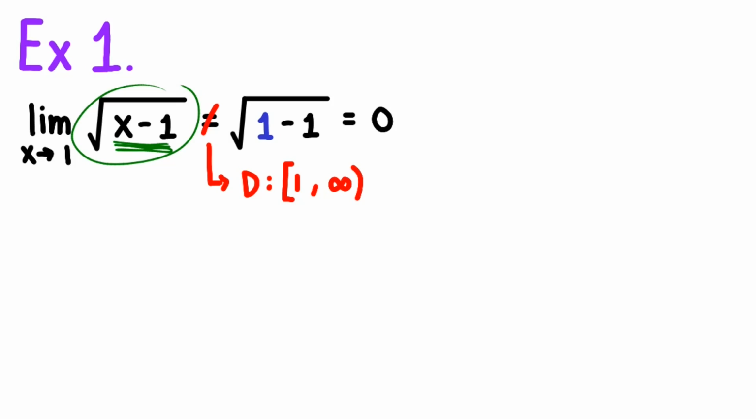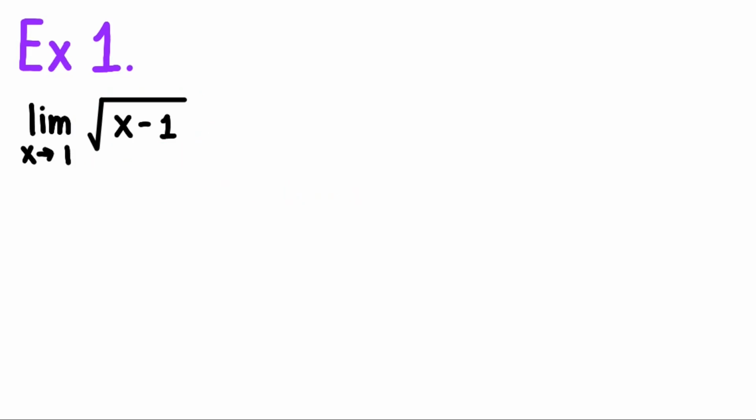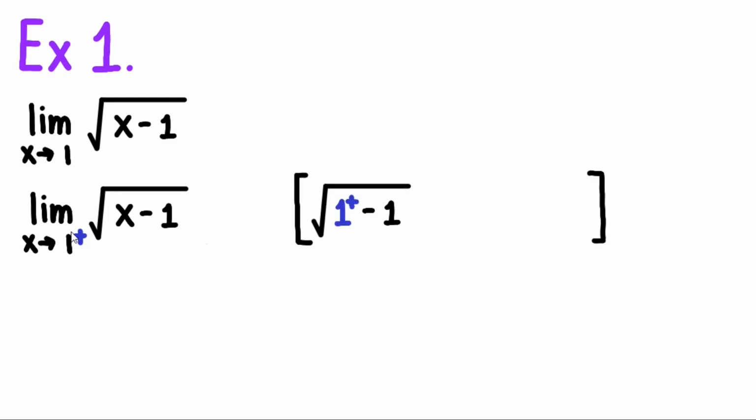So let's clear out some space. So to solve this one, let's try to use one-sided limits. So let's start with the one-sided limit from the right of 1. So let's try to inspect this one. Observe that if we plug this value in this radical function, we'll have this one. And we denote this symbol out here as values from the right of 1, or values greater than 1.